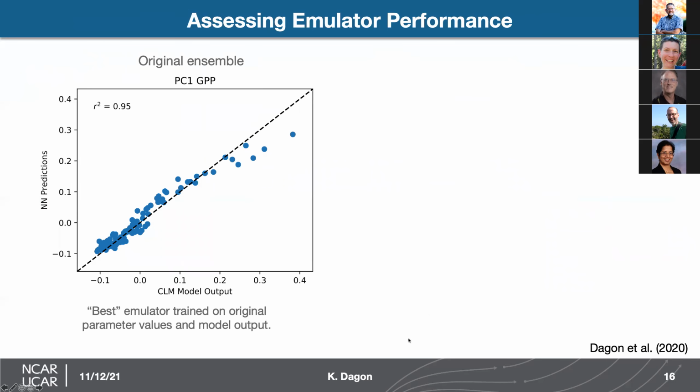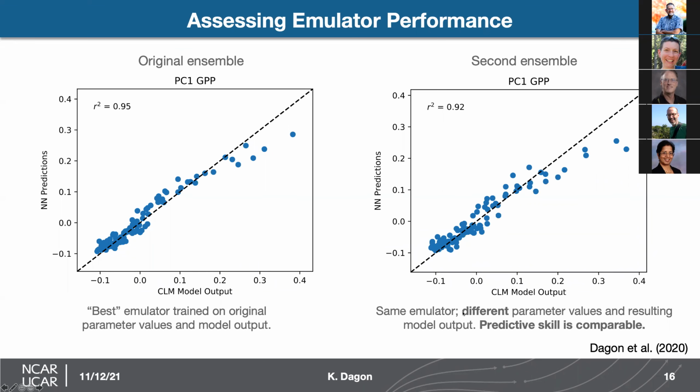And then of course we want to assess the skill of the emulator to make sure that it's making accurate predictions. One way of doing that is just to look at the neural network predictions as compared to the original model output. We want to see a nice correlation of those across all the different metrics that we're looking at. But I also ran a second ensemble to test the performance on a large out of sample validation test. So this is the predictive skill where I'm using the same trained emulator, but I have a whole new set of 100 different parameter values and model output. What this is showing us is the emulator's ability to generalize to the unseen data.